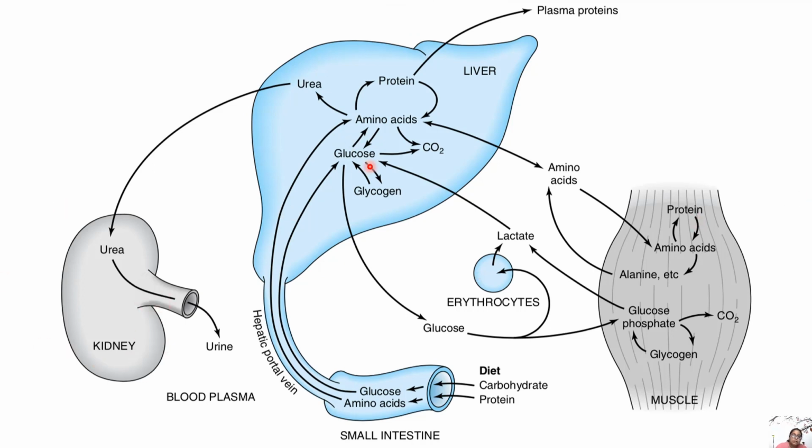This is urea. This is basically the liver, protein, amino acids, glucose, glycogen. Then you see the hepatic portal vein, then the RBCs. Then you see what happens in the muscles, lactate and everything, erythrocytes.